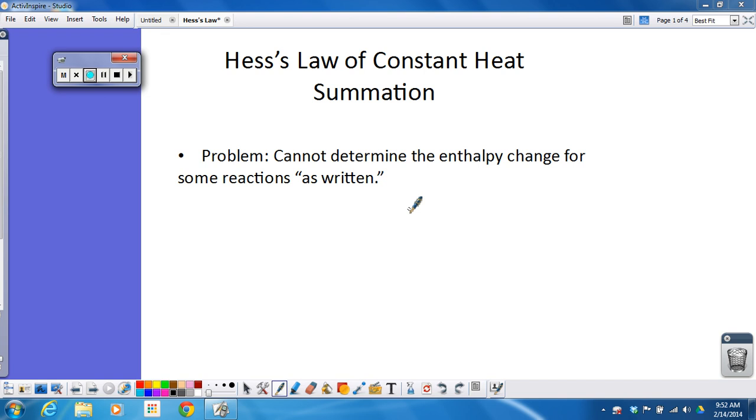Not all reactions can have a delta H determined for them as written. So what that means is that if I have generic equation A plus B yields C plus D, it may not be possible to turn A plus B directly into C plus D. It might be a two-step process where I have to get E, then add F to E, and then make C plus D. But if I want just the delta H for that overall reaction, I can use something called Hess's Law.